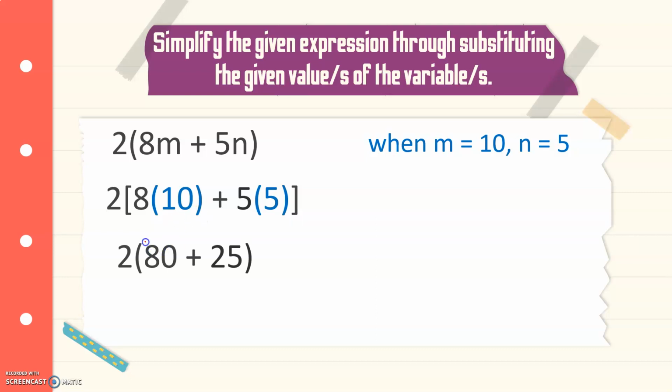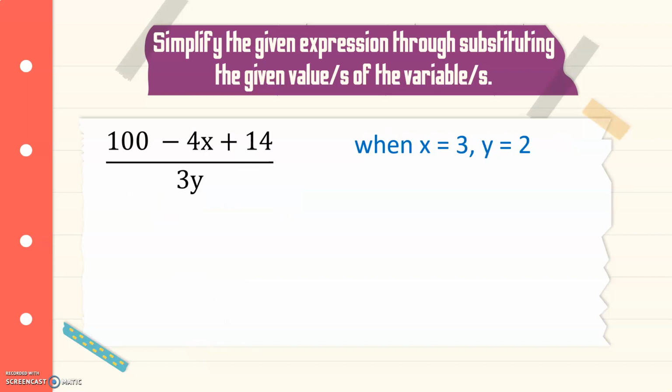Then again, we still have here parentheses. We're done simplifying the multiplication, so we can now remove the brackets, but instead, we'll change it into parentheses because we still need to simplify the product of these two. We have to add them first before we can multiply. So 80 plus 25 is 105. Then we multiply it by 2. That will give us 210. Therefore, the value of 2 times the sum of 8m and 5n when m is 10 and n is 5 is equal to 210.